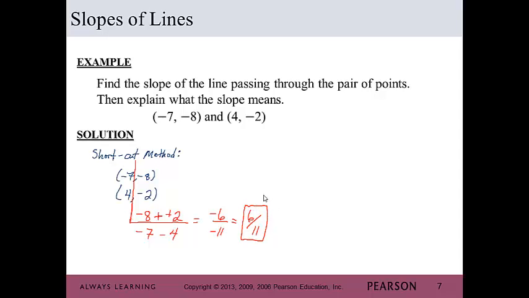So we can have slopes that are fractions as well, and this is positive. So we know this rises from the left to the right. So the line rises from the left to the right.